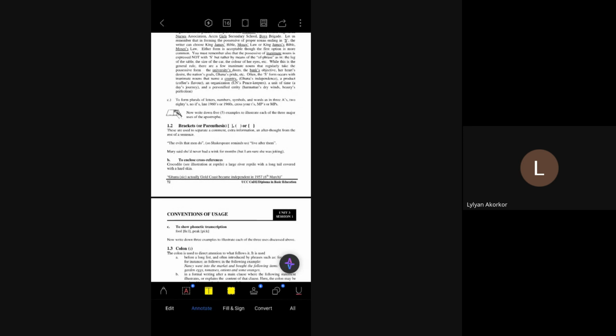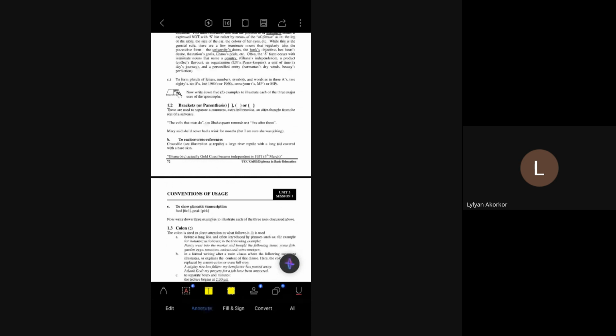which we can all see there. So how do we use the brackets? Mostly we use the bracket to separate a comment, add extra information, or bring an afterthought to the rest of the sentence. So whenever we use the brackets, we want to either separate a comment from the whole sentence, or we want to add extra information to the sentence that is being written.